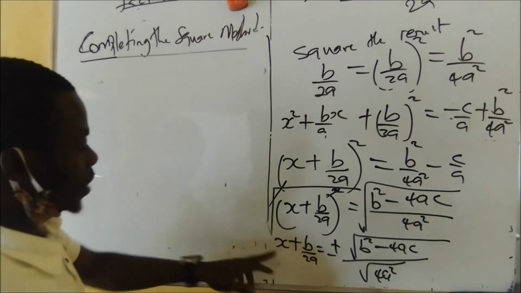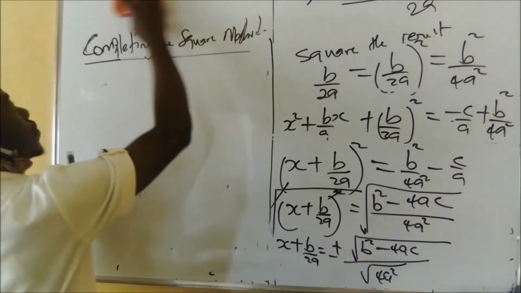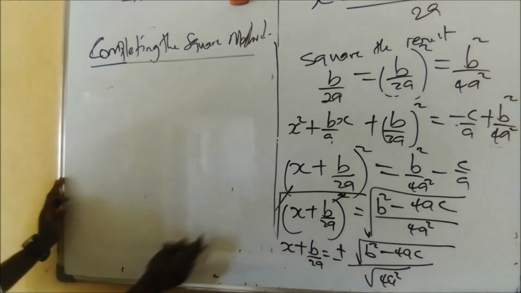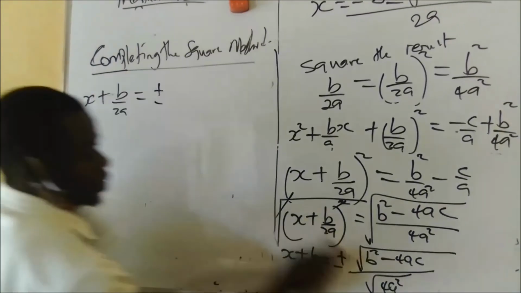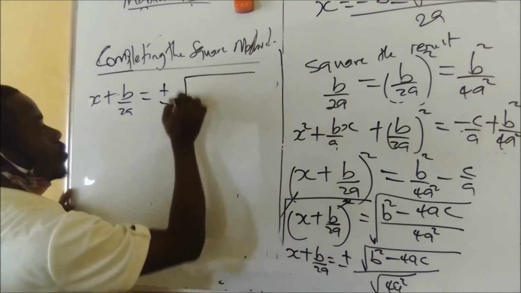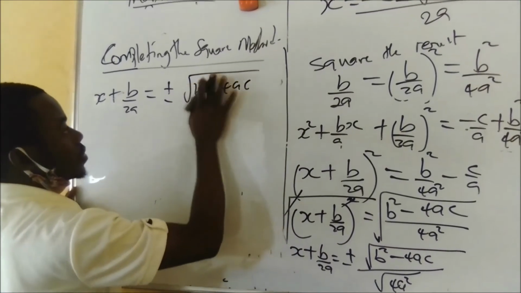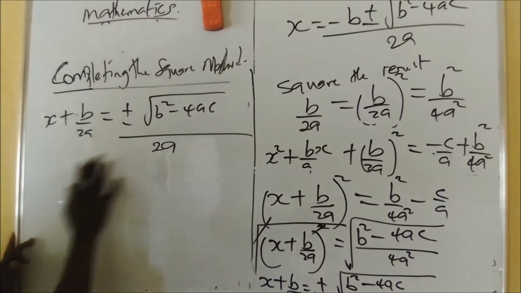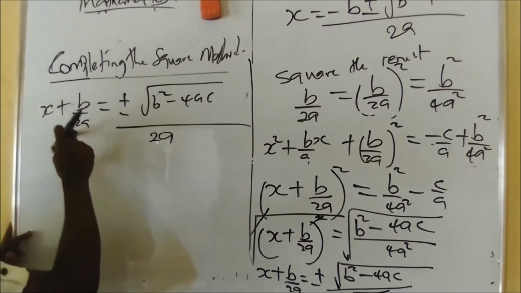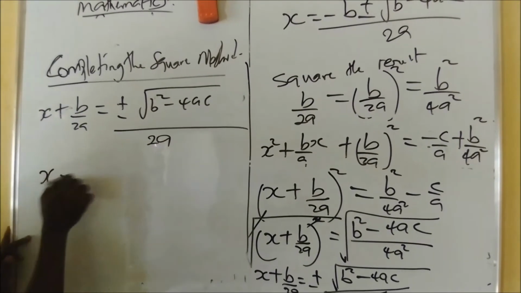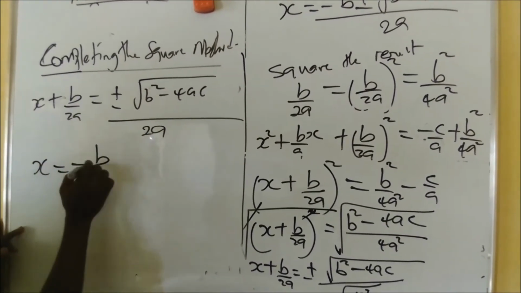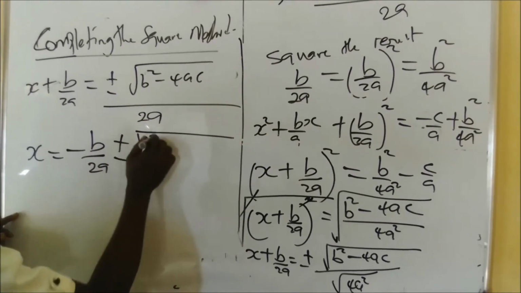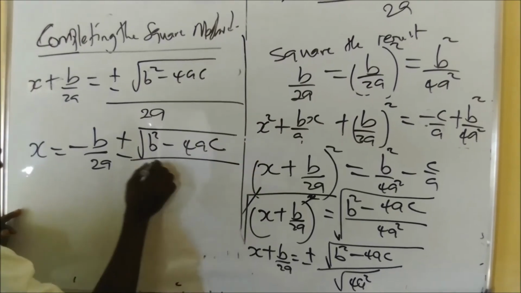Sorry, we are doing completing the square. So the next step is we have minus the square root of b squared minus 4ac divided by the square root of 4a squared. After this, take this particular term to the other side. Then you have x equal to minus b all over 2a, plus or minus the square root of b squared minus 4ac all over 2a.